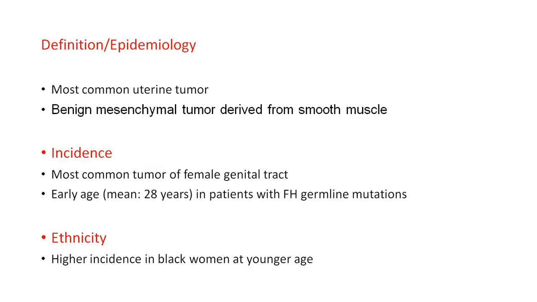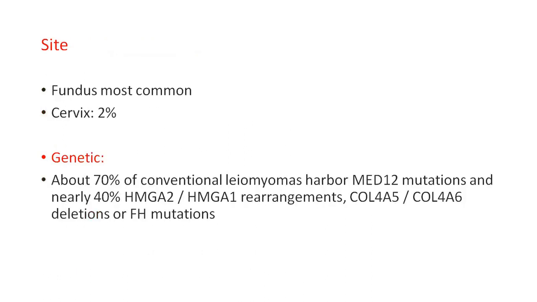Whenever it occurs at an early age, we have to keep in mind that it could be a subtype of leiomyoma, especially the fumarate hydratase germline mutation associated leiomyoma. We will discuss this entity further as we go down. In terms of ethnicity, it has a higher incidence in black women and commonly appears at an earlier age compared to other ethnicities. In terms of site, it commonly appears in the fundus of the uterus, and in 2% it can occur in the cervix.